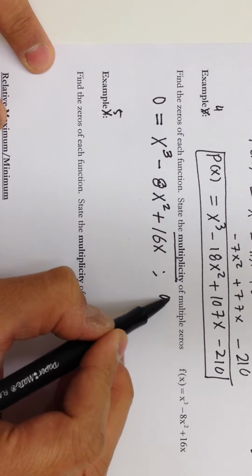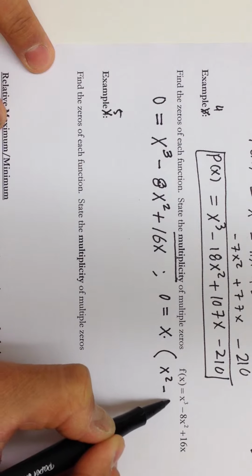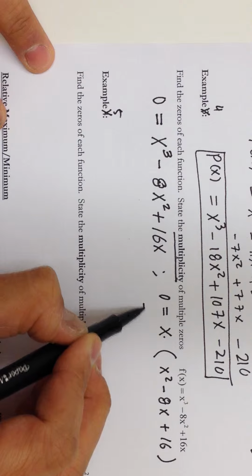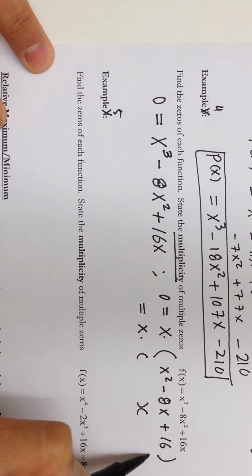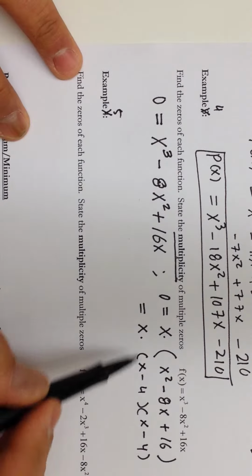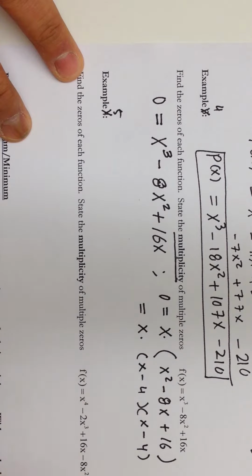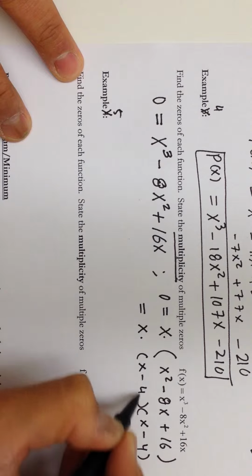Start off by factoring this polynomial. I can pull out an x. I'm left with x squared minus 8x plus 16, right? Continue to factor the inside. The inside, if factored, you're going to get x minus 4 times x minus 4. Solving this polynomial, you're going to see that the roots, or the zeros, are 0 and 4.